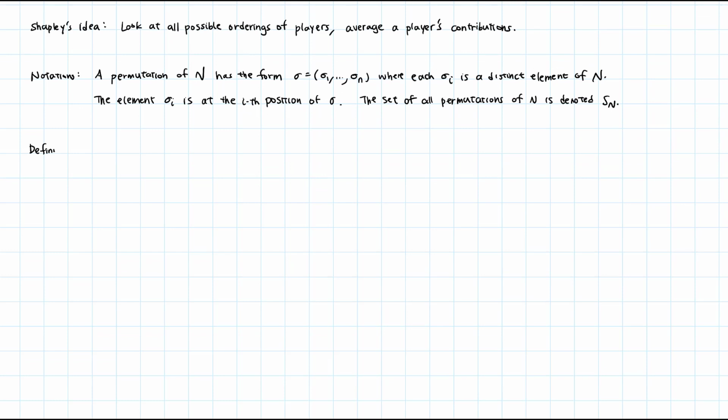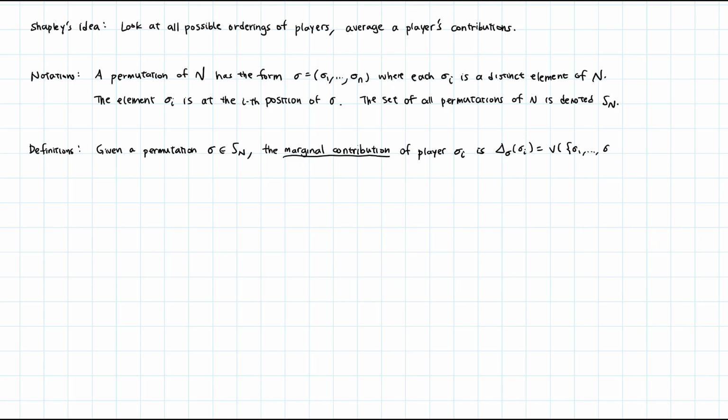And here are some definitions. Given a permutation sigma, the marginal contribution of player sigma i is delta sigma of sigma i, which is the value of sigma 1 to sigma i minus the value of sigma 1 to sigma i minus 1. So this calculates the contribution of the player in the ith position of the permutation when sigma i joins the coalition of all the players that come before sigma i in the permutation.